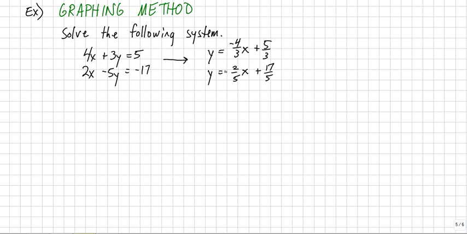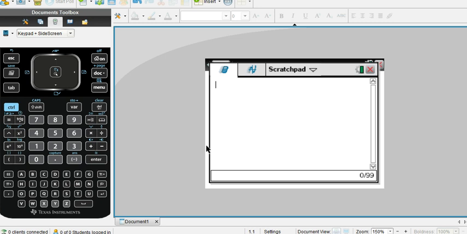Okay, so if you don't have your graphing calculator out, go ahead and pause the video, get your graphing calculator out, and follow along. So I'm going to show you everything you would need to do to graph both of these and find their intersection point. Okay, so let's go ahead and graph both of these equations on our calculator.